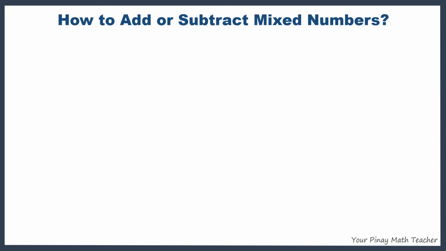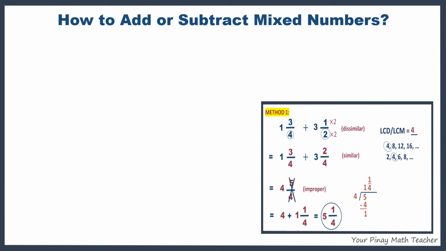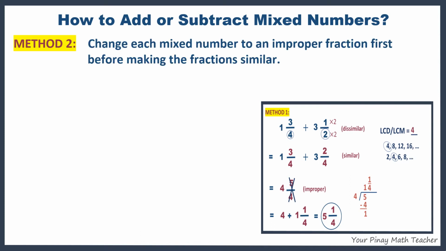How to add or subtract mixed numbers. In our previous video, we learned method 1, where we change dissimilar fractions first to similar fractions. In method 2, you change each mixed number to an improper fraction first before making the fractions similar. Example, 1 and 3/4 plus 3 and 1/2.